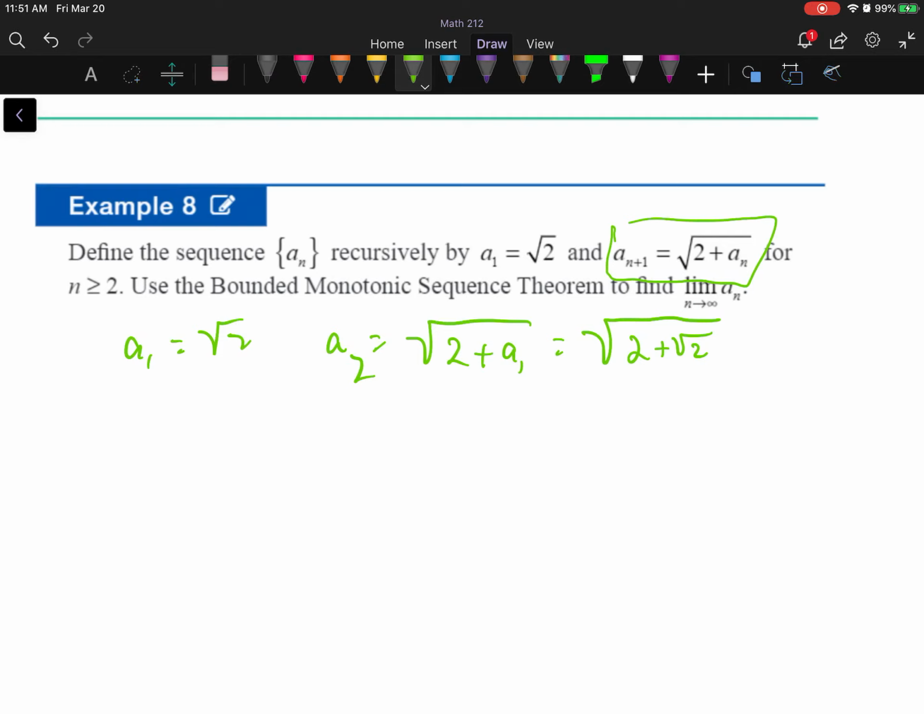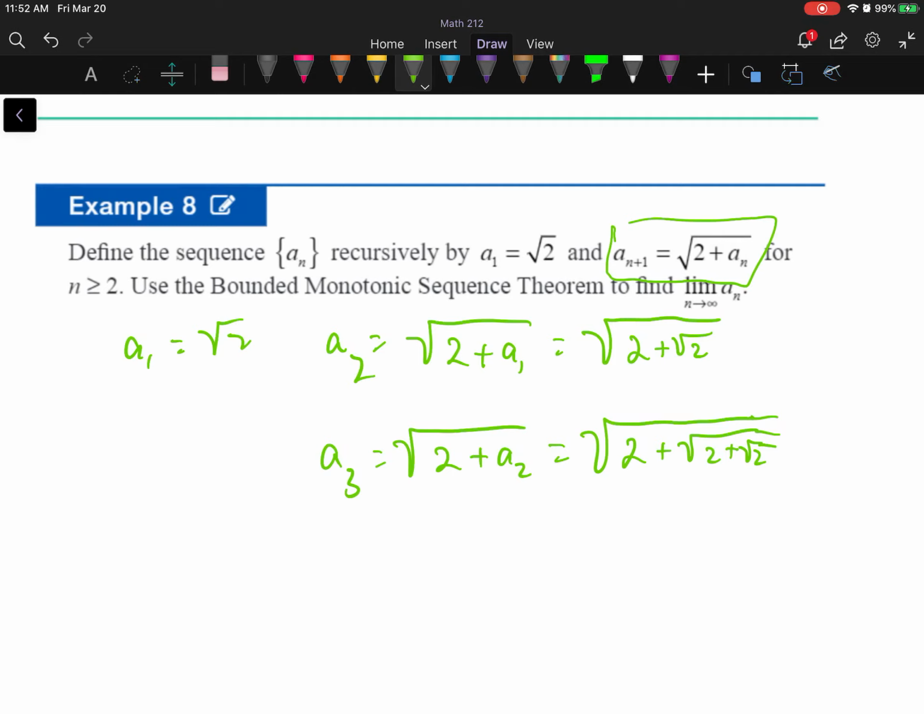Yeah, a3 looks just as bad, if not worse. That would be the square root of 2 plus a sub 2, which means that we've got the square root of 2 plus the square root of 2 plus the square root of 2, all nested inside each other. The terms in this sequence look weird, and we have a recursive definition here that only tells us about the next term based on the previous one.